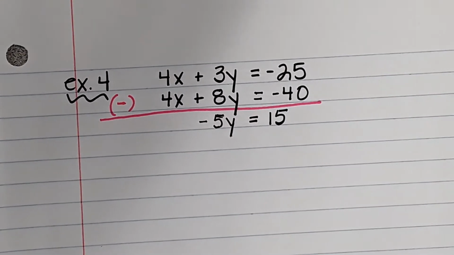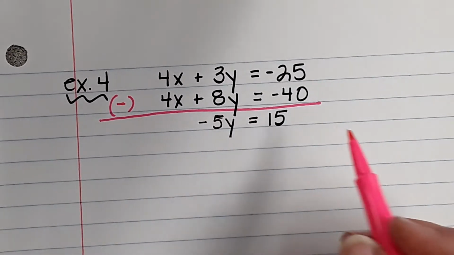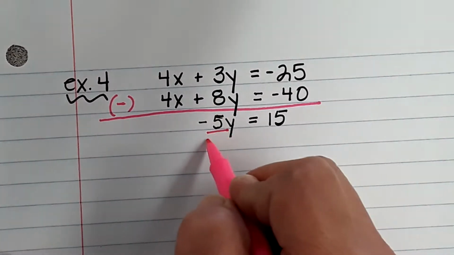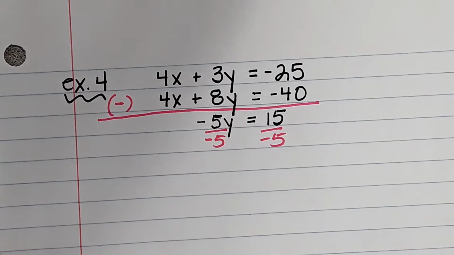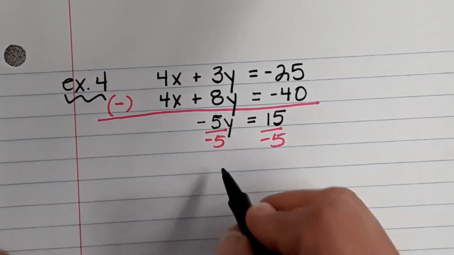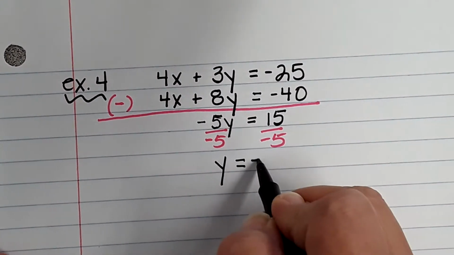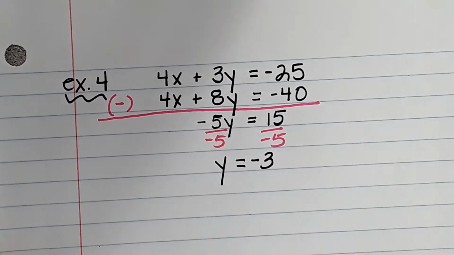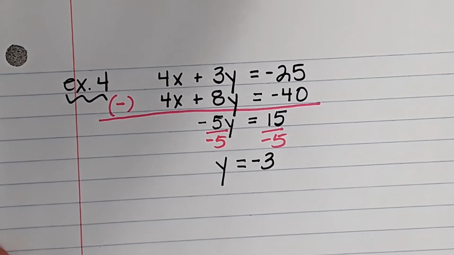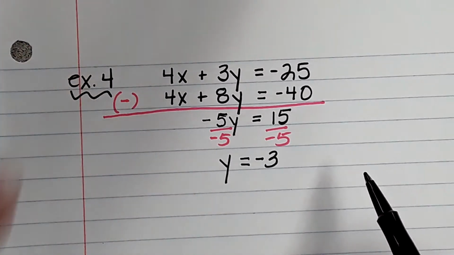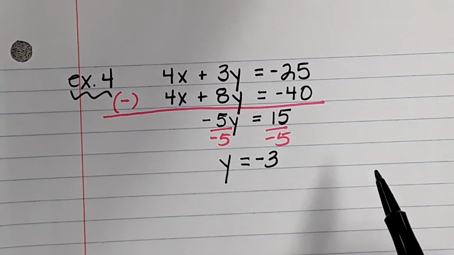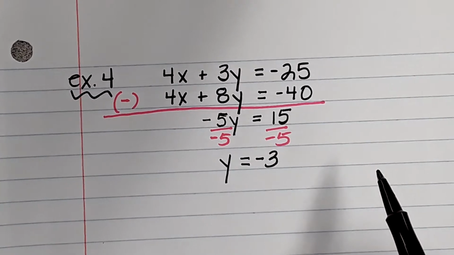Okay, now what am I going to do? Divide by negative 5 on both sides. Okay, so y is negative 3. Now what? You're going to plug it in with the top one. You can plug it into the top one or the bottom one. It doesn't matter. I prefer the top. I always use the top equation.